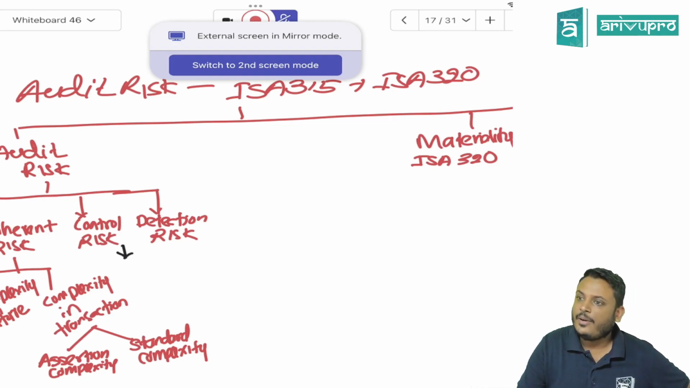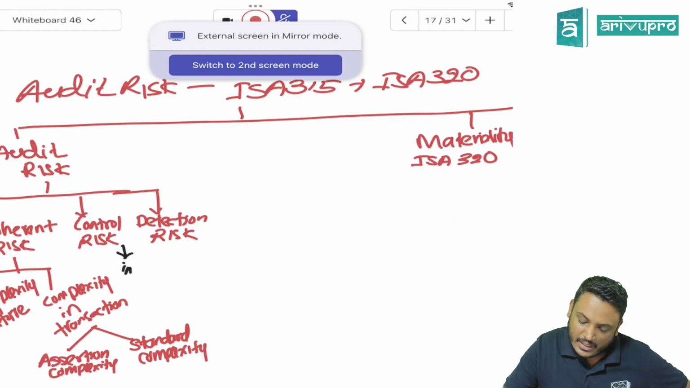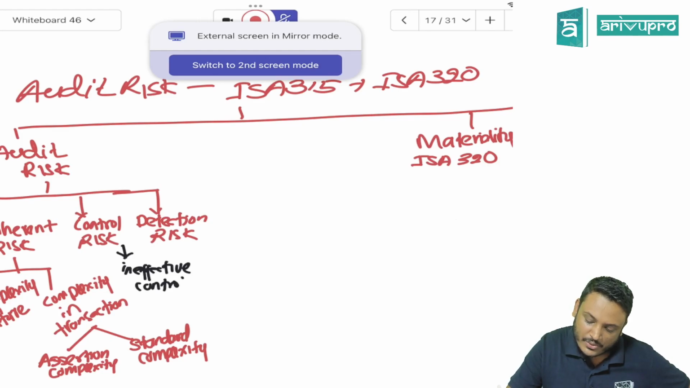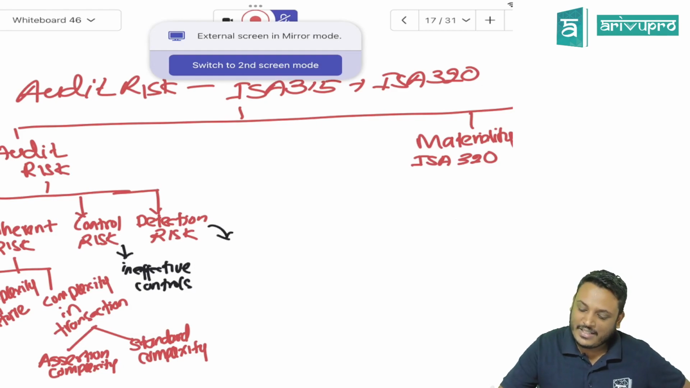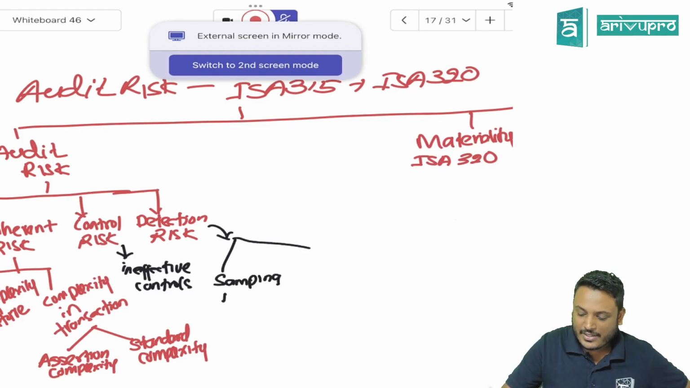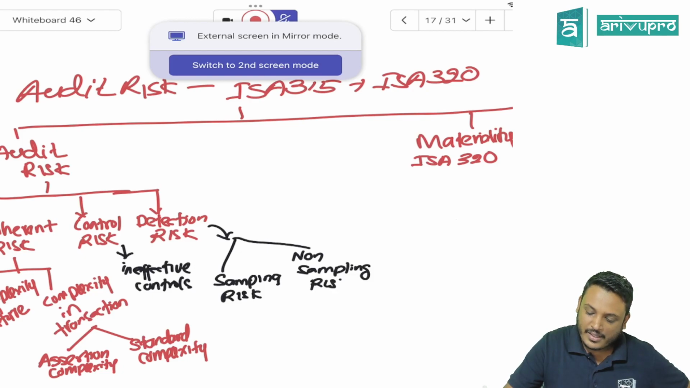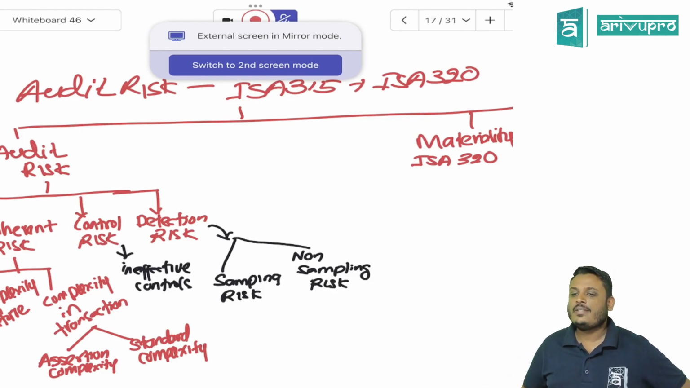Under control risk, write down ineffective controls. Control risk means ineffective controls. Next one, detection risk, that is subdivided into two. One is sampling risk. Two is non-sampling risk. Okay.